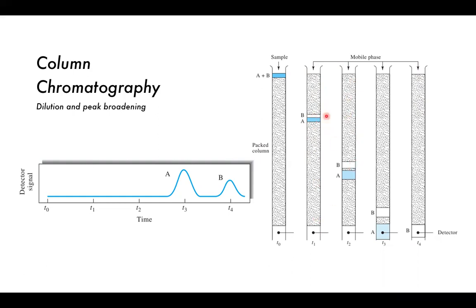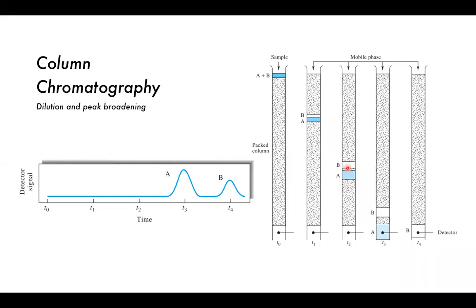So you need to make sure that in the length of your column, the two of them get separated with enough resolution that you can easily get fractions containing only A and fractions containing only B, or if you're only interested in one of them, fractions which contain only one of them.